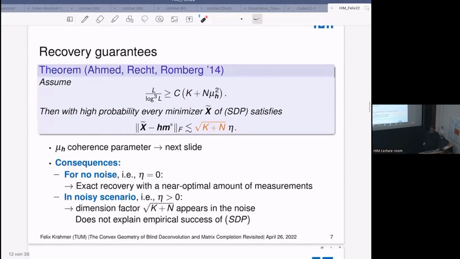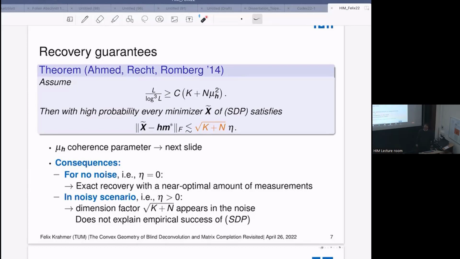But at the same time, what was a little puzzling to us looking at these results is this factor square root of k plus n. Because this is not what you see when you run experiments with certain random inputs. And it's also not something that you have in the results for less structured scenarios, like Gaussian measurements of a rank 1 matrix, where you could use RIP-based techniques. So that's why this was the starting point.